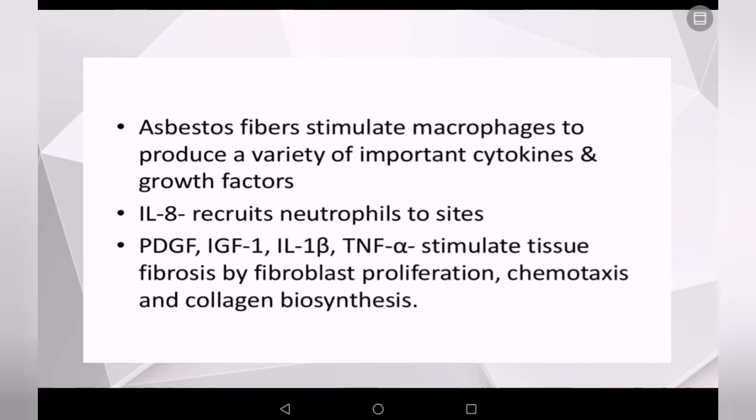Asbestos fibers then stimulate the macrophages to produce a variety of important cytokines and growth factors which are involved in the inflammatory response and ultimately lead to fibrosis. Among the cytokines, interleukin 8 recruits neutrophils to the sites, while platelet derived growth factor, insulin like growth factor 1, interleukin 1 beta, and tumor necrosis factor alpha stimulate tissue fibrosis by fibroblast proliferation, chemotaxis, and collagen biosynthesis.